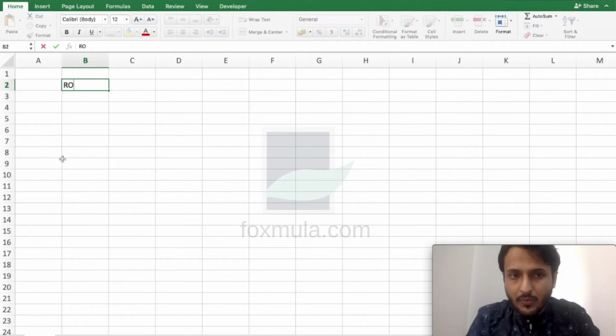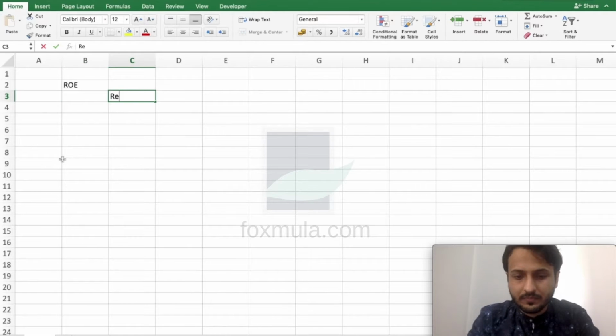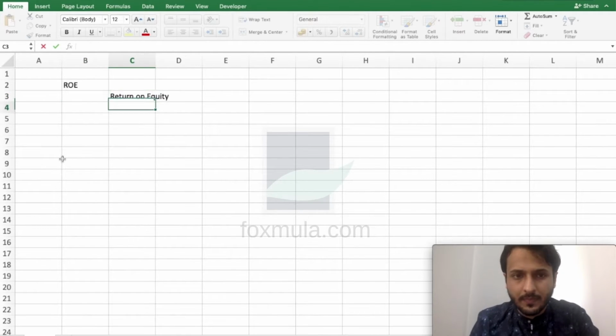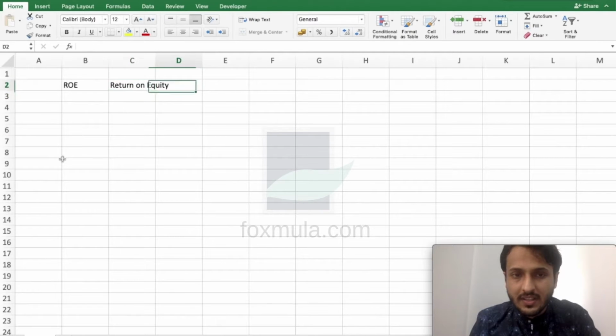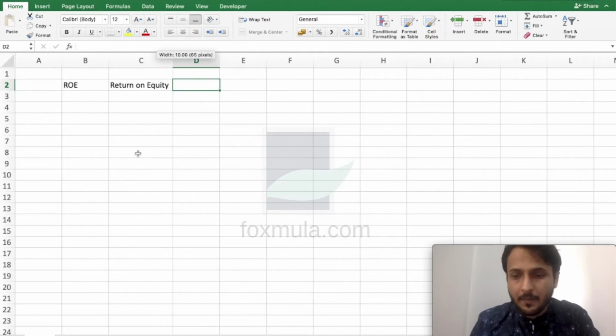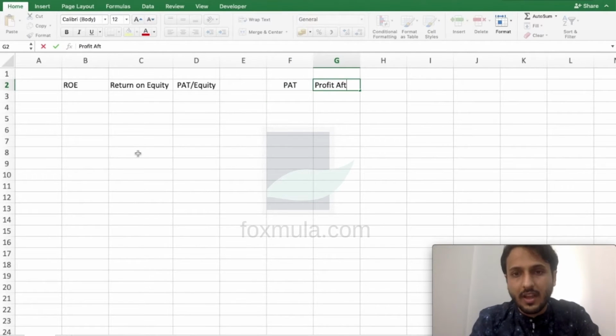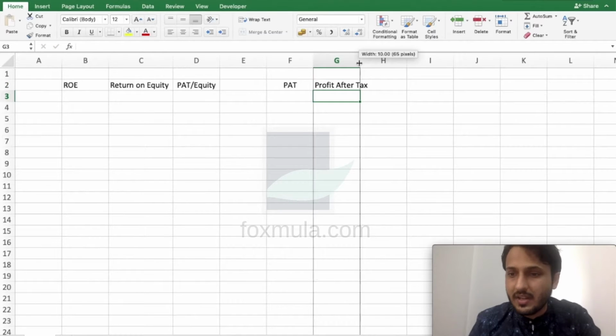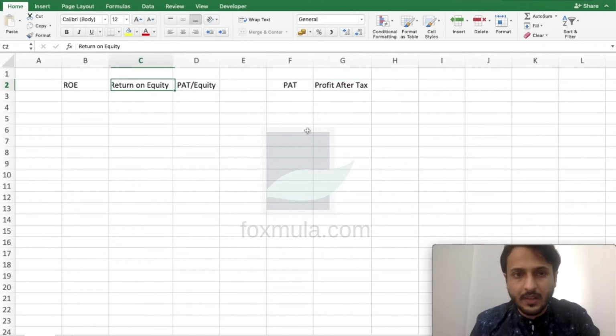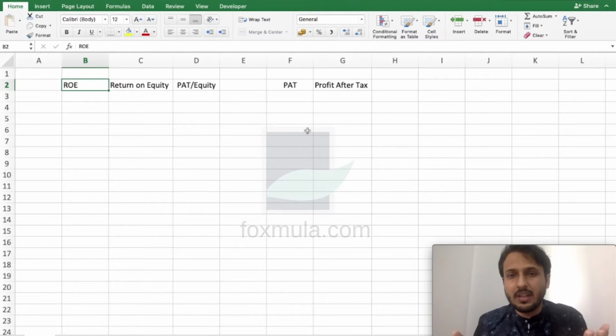So let us know about the first ratio, that is return on equity. Return on equity is nothing but net income divided by, or I can say PAT divided by equity. So PAT is nothing but profit after tax, the abbreviation used here, which can be termed as net profit, or net income as well. In a profit and loss statement, the bottom line is PAT.